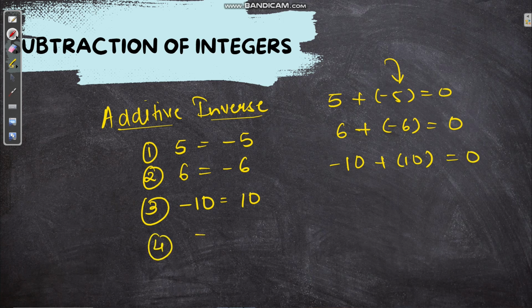The other example is 56. The additive inverse of 56 is nothing but minus 56. So when I add 56 and minus 56, I'll get 0. Similarly, minus 12. The additive inverse of minus 12 will be plus 12. You need to understand the additive inverse of 0 is 0. It's not minus or plus.